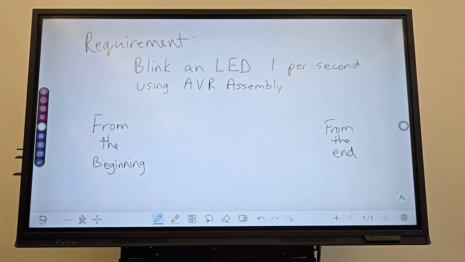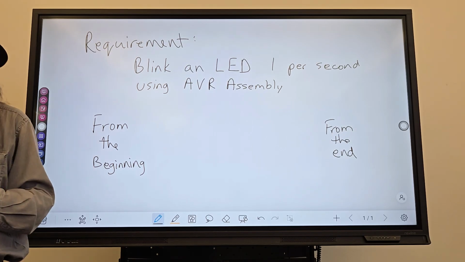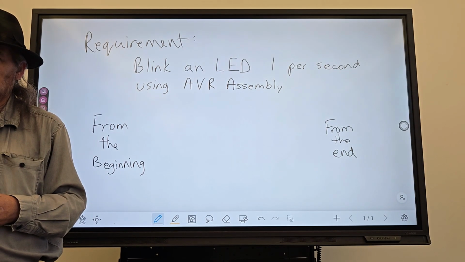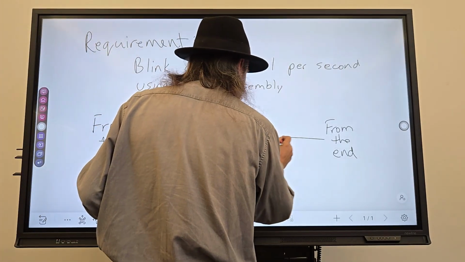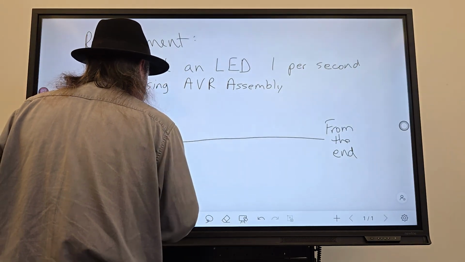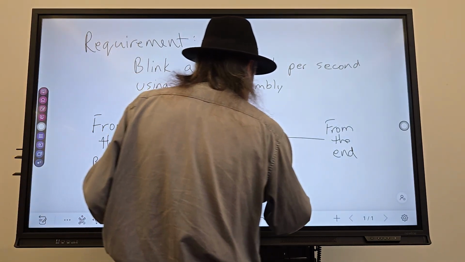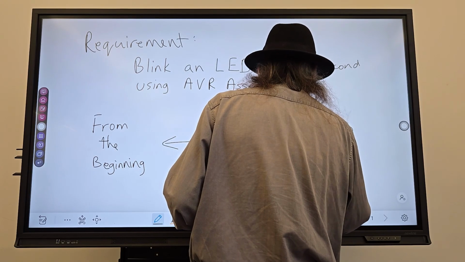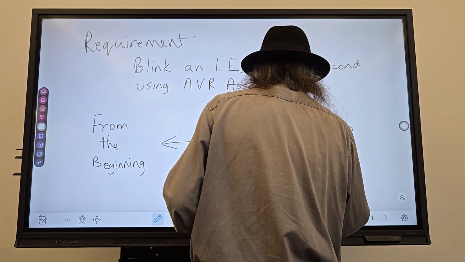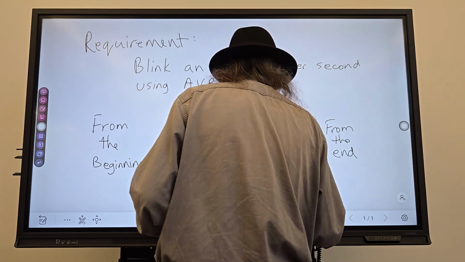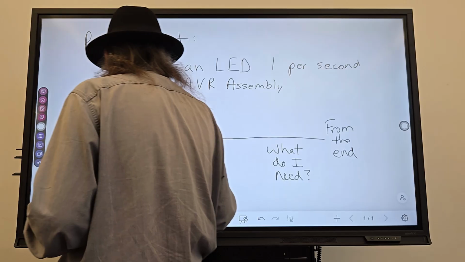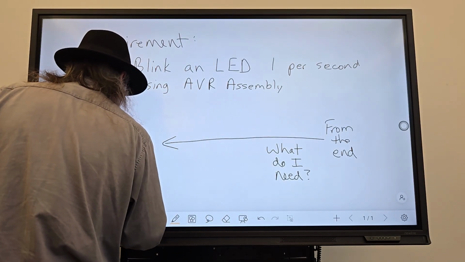How do you start from the end? You ask yourself the question over and over again, what do I need for that? So you work from the end backwards, asking, what do I need? And what can I do with this is from the beginning.